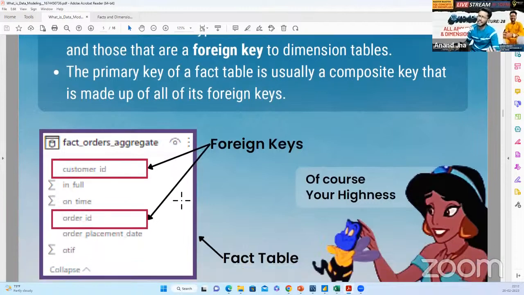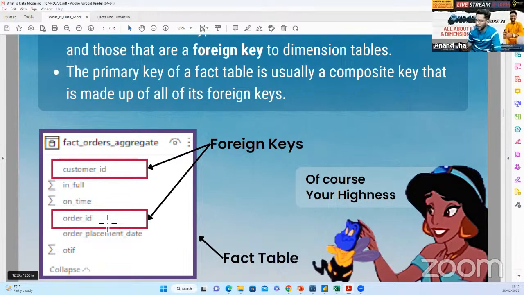Let's talk about this: facts order aggregate. You have customer ID, you have full name, order time, order ID. Guys, order ID is the transactional data. Orders you will be placing on Swiggy every day. Just now in the afternoon, I placed an order on Swiggy for some vegetables, Swiggy Instamart. So what are these? All are transactional data, order ID, order placement data. So this is nothing but your fact table, not the dimension table, right? And what are the foreign keys here? Order ID and customer ID.